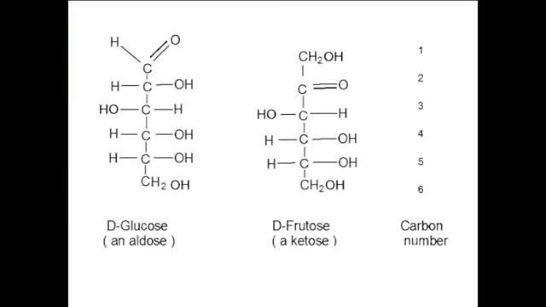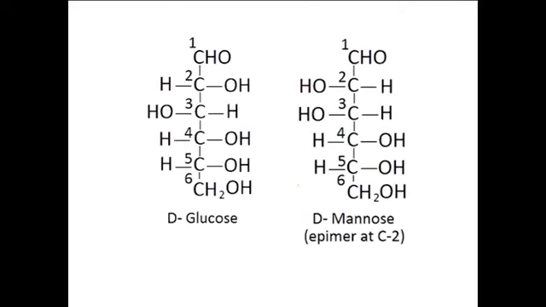The D or L configuration depends on the arrangement of the hydroxyl group or the OH group at the chiral carbon. In the cases of glucose and fructose, this is at C5. Two sugars that differ only in the configuration around one carbon atom are called epimers. D-glucose and D-mannose, which differ only in the stereochemistry at C2, are examples of epimers.